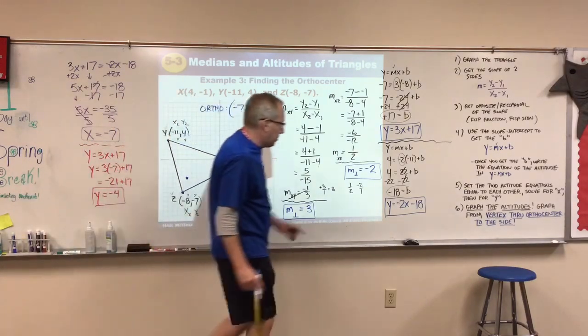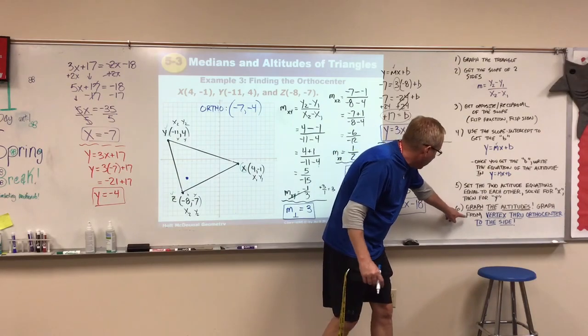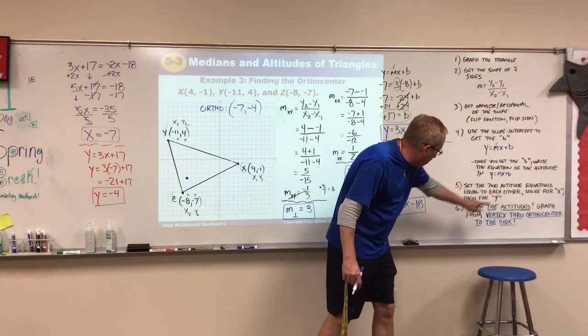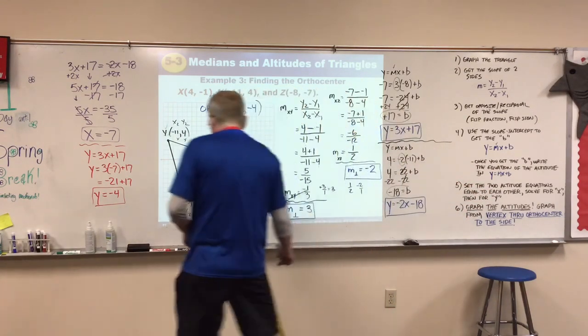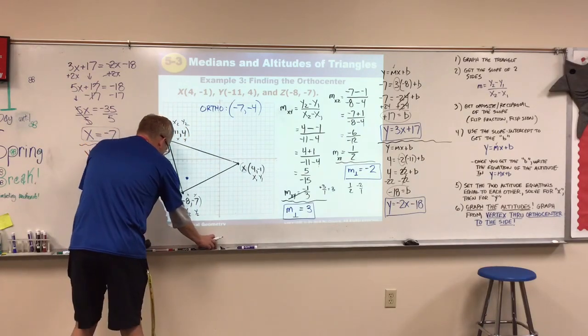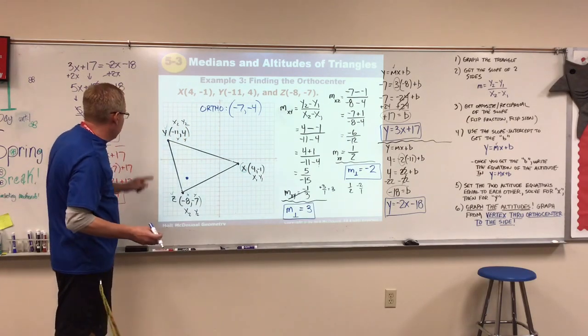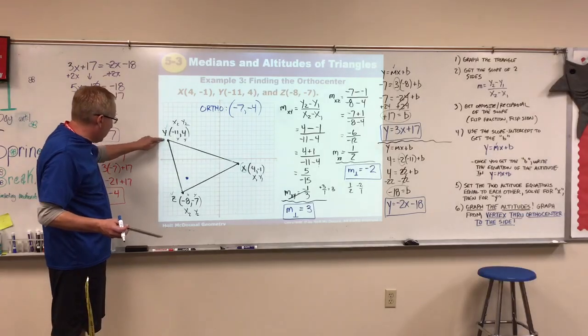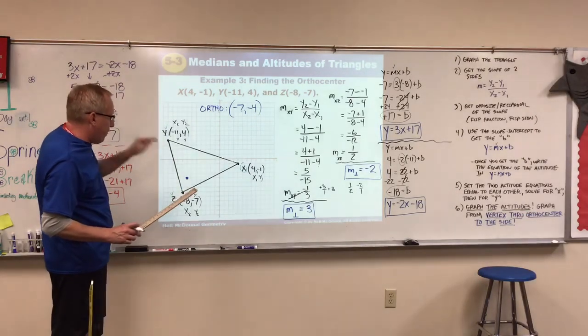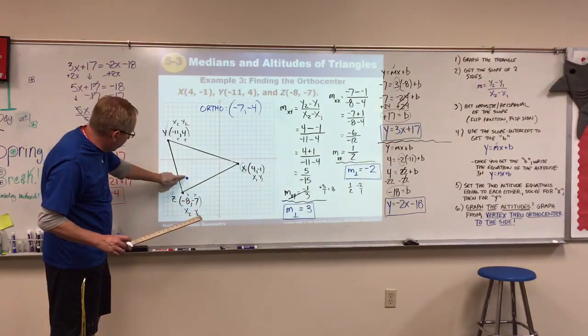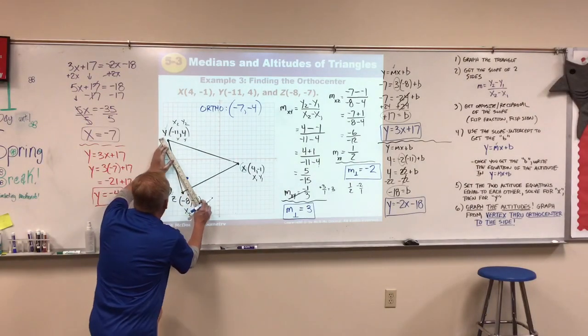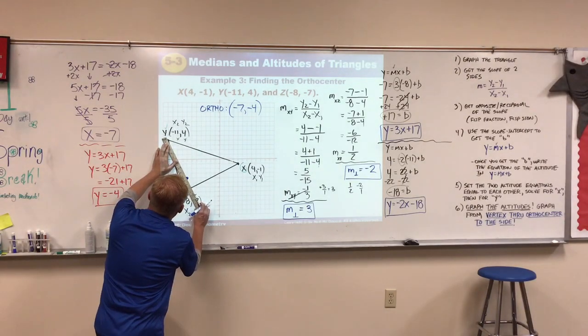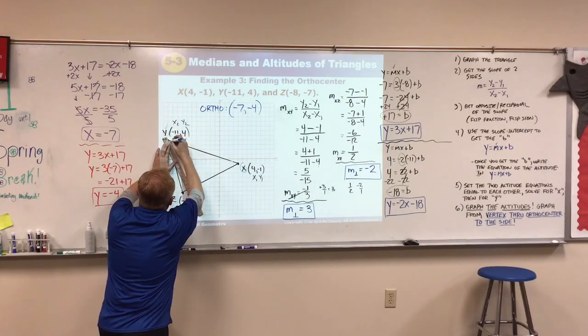Now, step 6 says we have to graph the altitudes, graph from the vertex through the orthocenter to the side. So with our straight edge, you're going to graph all three altitudes. I'm going to start with this vertex up here, y. I'm going to go from the vertex through the orthocenter to the side. So this represents right here the altitude.